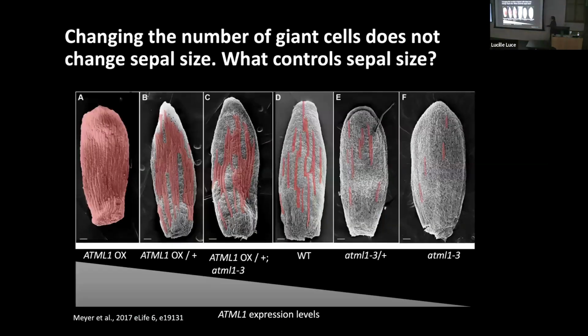We got into this question because we looked at these sepals where we changed the number of giant cells, and it's changing the curvature, but it's not changing the size of these sepals. You can see they're basically all the same size. So what is controlling sepal size?